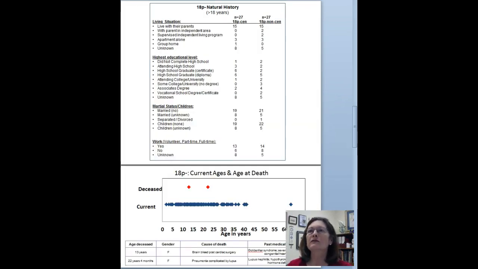Again, here's the natural history of the people with 18p minus, and again, they're in two different groups. The people with the centromere breaks or the whole arm P-arm deletions are listed here, and the ones with smaller deletions are listed here. And so you can just read the number that live with their parents or the number that live in a group home, etc., how many have some sort of employment. At the bottom of this page are the current ages of participants and the age at which those participants who have died, the age at which they died.